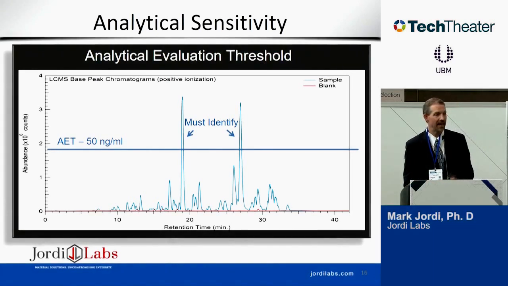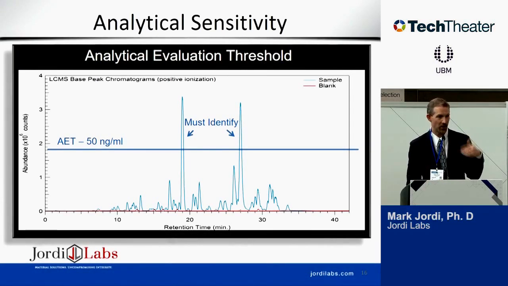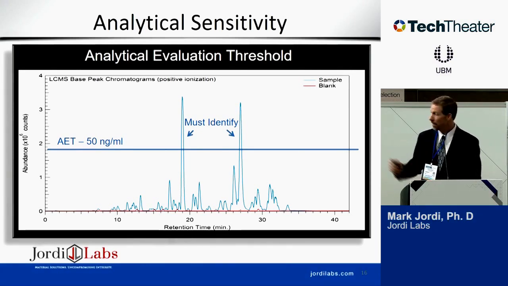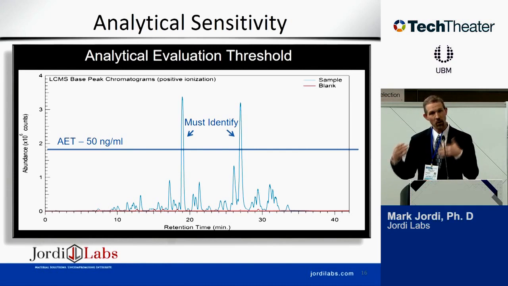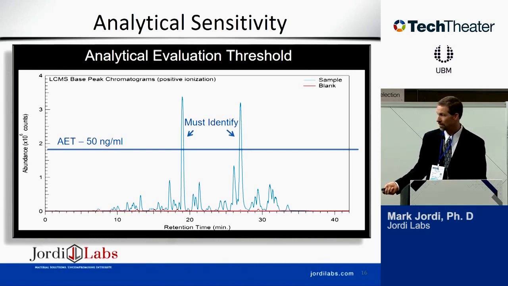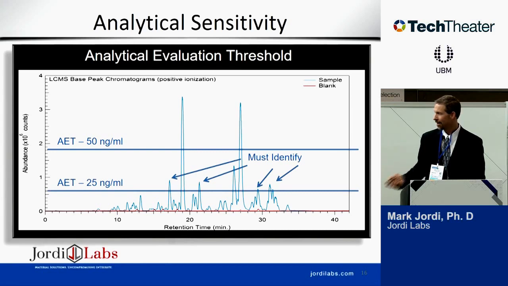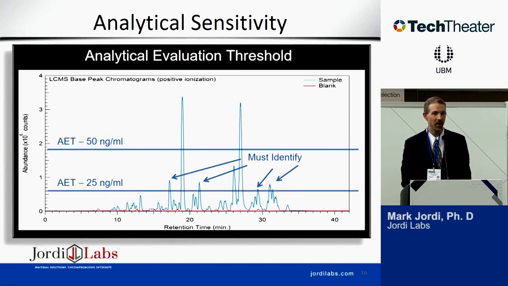So as I mentioned, the AET determines what level is toxicologically relevant. So if we, for instance, set that AET value at 15 nanograms per mL, then only the components that are above that line would need to be identified. This is an LCMS chromatogram, and so we're saying only those peaks that are higher than that, have a larger peak area than that, would actually need to be identified in our study. But if, on the other hand, we were to set that level lower and set that at 25 nanograms per mL, then you can see we'd have to identify a lot more components.